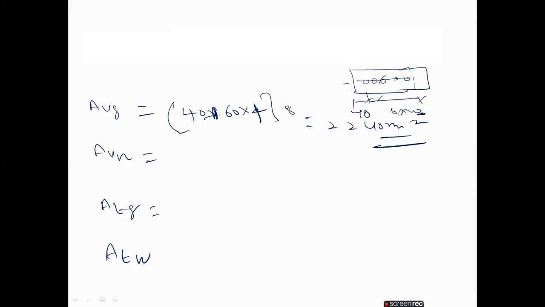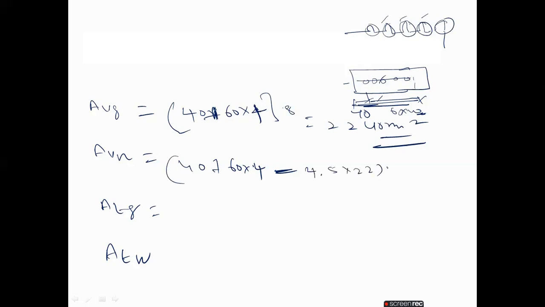Same like that, how will we calculate the net area in shear? The net area is the same, 40 plus 60 into 4, minus the bolt diameters. Here you have to take up to bolts 1, 2, 3, 4, and again the half one. So you have to take one bolt, second bolt, third bolt, fourth bolt, and half of this one. You have to remove 4.5 into 22, which is the diameter of the bolt, multiplied with the thickness. We will get around 1448 mm square.